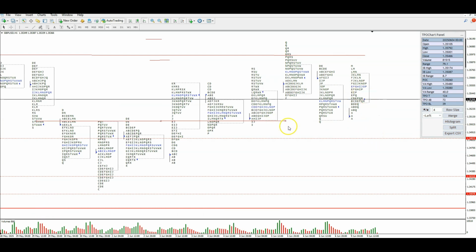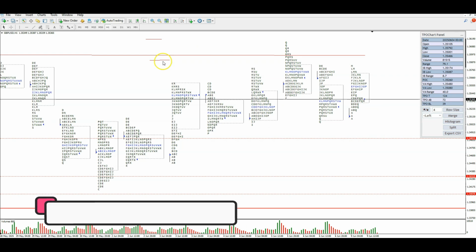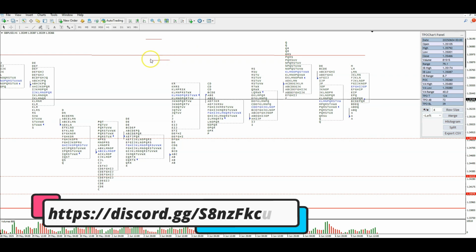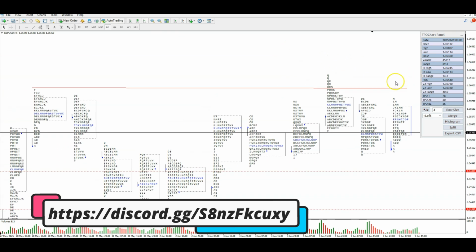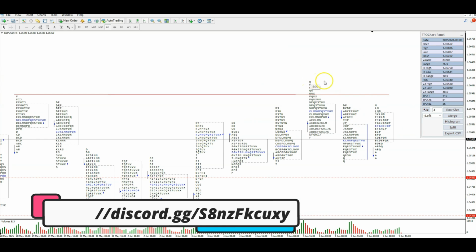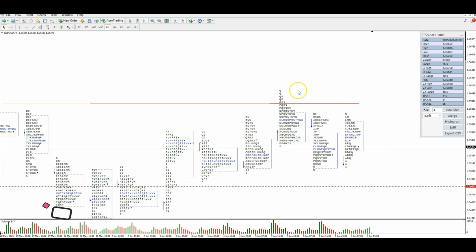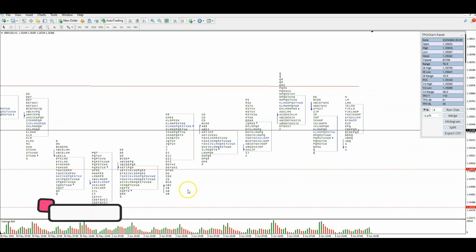Now, if I'm wrong, then I'm just wrong. That's not a problem. I know that at some point we're going to come back and attract more sellers if we try to get back up into these highs. And that means we're going to look at maybe drawing some liquidity above the Q period high.